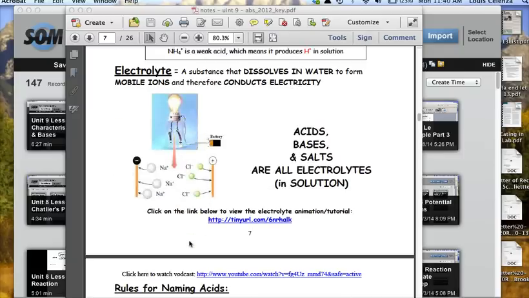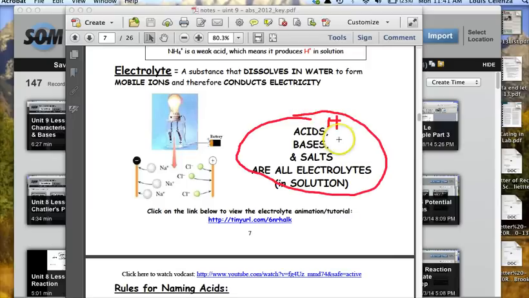Again, let's go through electrolytes. As we said before, all three of these are electrolytes, and you should be able to identify them, right? Acids have H in front, bases have OH, and salts have a metal and a nonmetal. They are all three electrolytes.